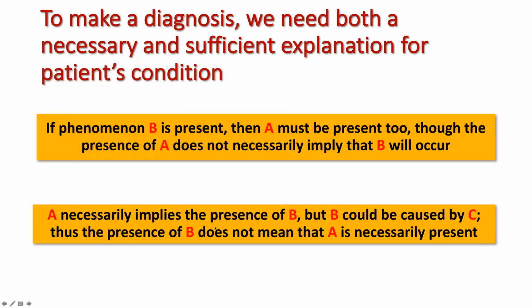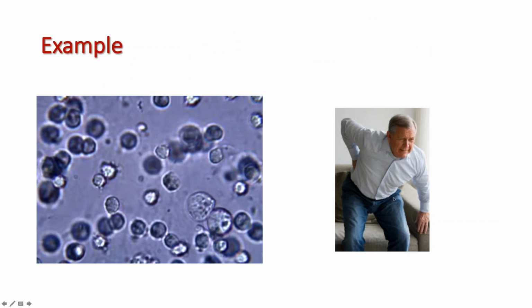Thus, the presence of B does not mean that A is necessarily present. Okay, so this is sufficient. So in this case, A is sufficient for the presence of B, but B can also be caused by some other condition also. All right.